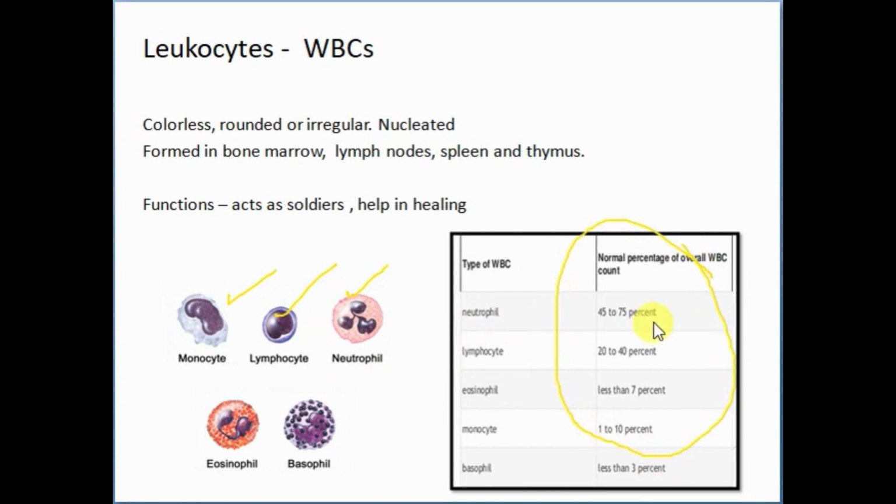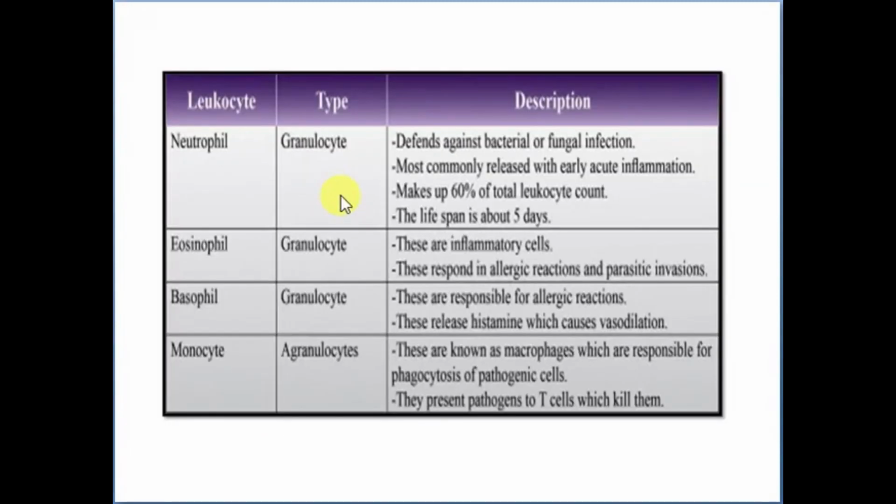Neutrophils are 45 to 75%. This is the major constituent in WBCs. Then we have lymphocytes, which are 20 to 40%. Eosinophils, monocytes, and basophils are present in very small quantities in our blood. Now we have this table where we'll study the functions of neutrophils, eosinophils, basophils, and monocytes. Before that, here it is written that these are the types of WBCs.